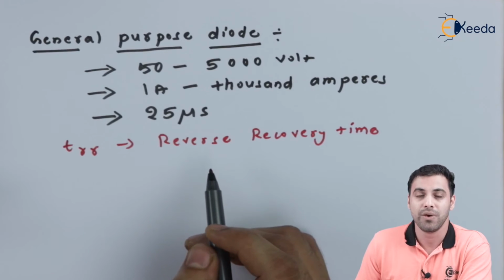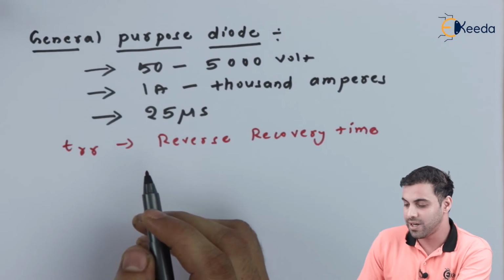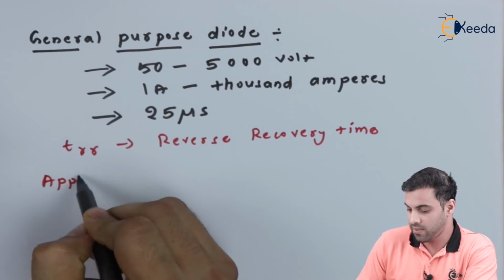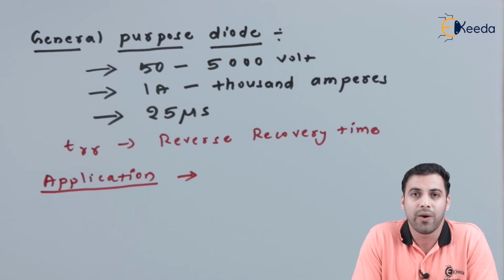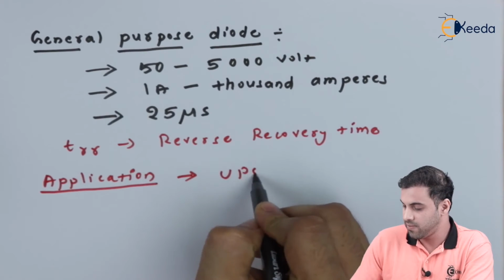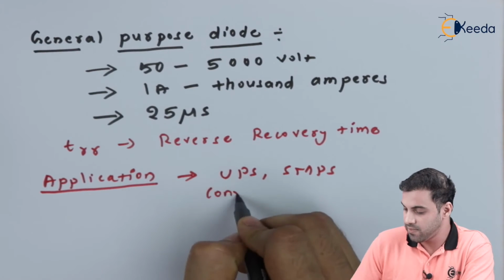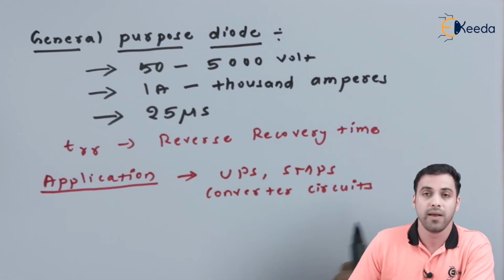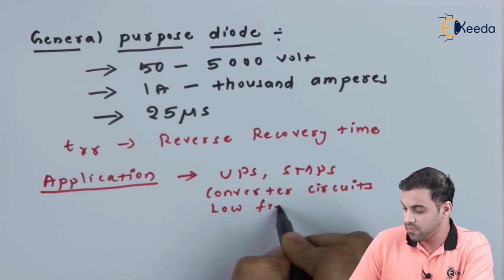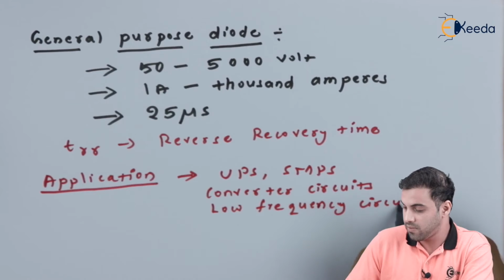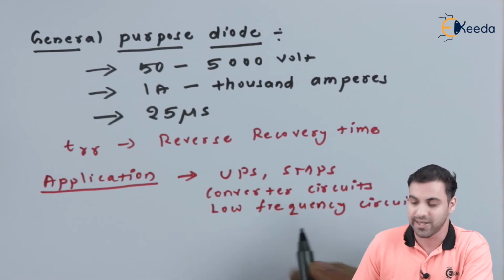Now let's talk about the fast recovery diode, but before that, let's talk about applications of a general purpose diode. Basically, the general purpose diode can be used in a UPS, in SMPS, in many converter circuits, in many circuits which operate in a low frequency mode, and in many power converters as well as motor control applications.